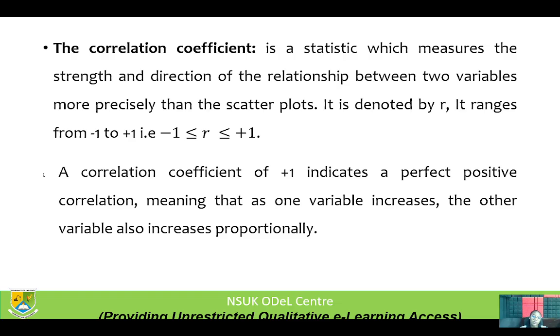The correlation coefficient is a statistic which measures the strength and direction of the relationship between two variables, and it does this more precisely than the scatter plot. It is denoted by R. It ranges from -1 to +1, that is, R is greater than or equal to -1 and R is less than or equal to 1.